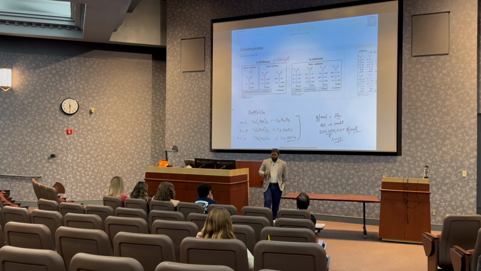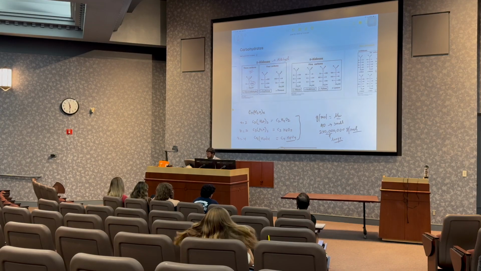If I say minimum carbon can be 2 in a carbohydrate, it's an incorrect statement, right? Minimum carbon could be 3. So carbohydrate starts with a 3 carbon molecule. So this is 1, 2 and 3, and this is a D form. Why? Because OH is on the right side.